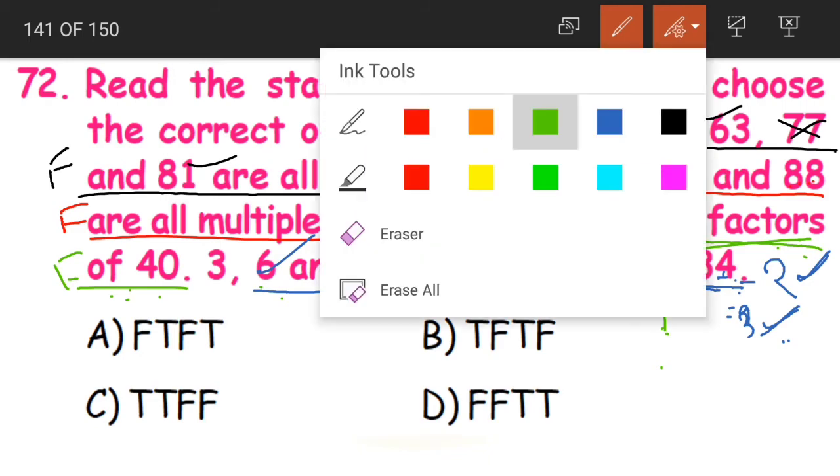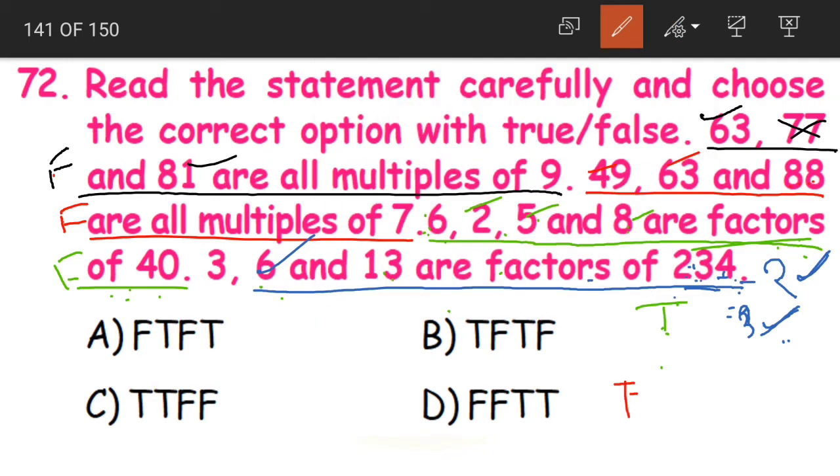Now what is the correct code here? False, false, false and true. I know that we are not having any option here, but this is the correct answer, children. False, false, false and true.